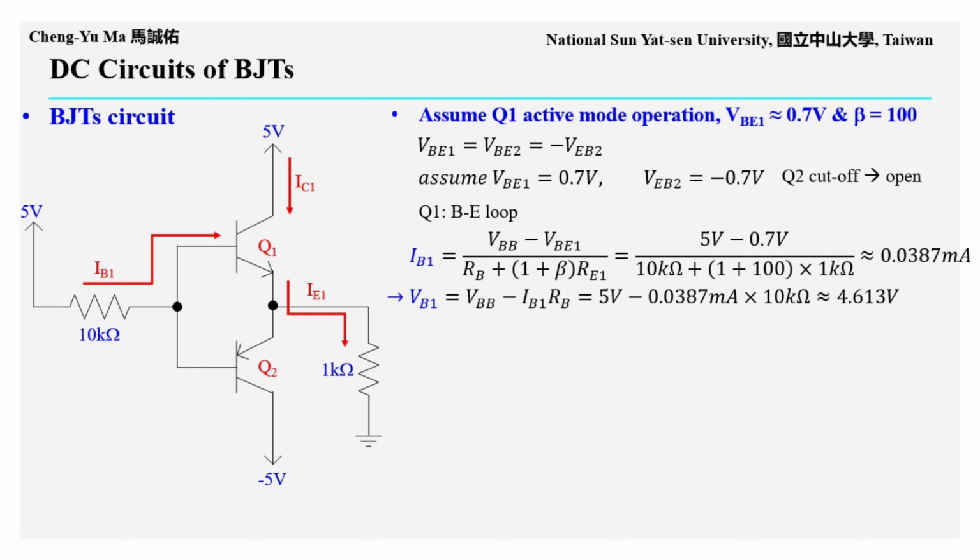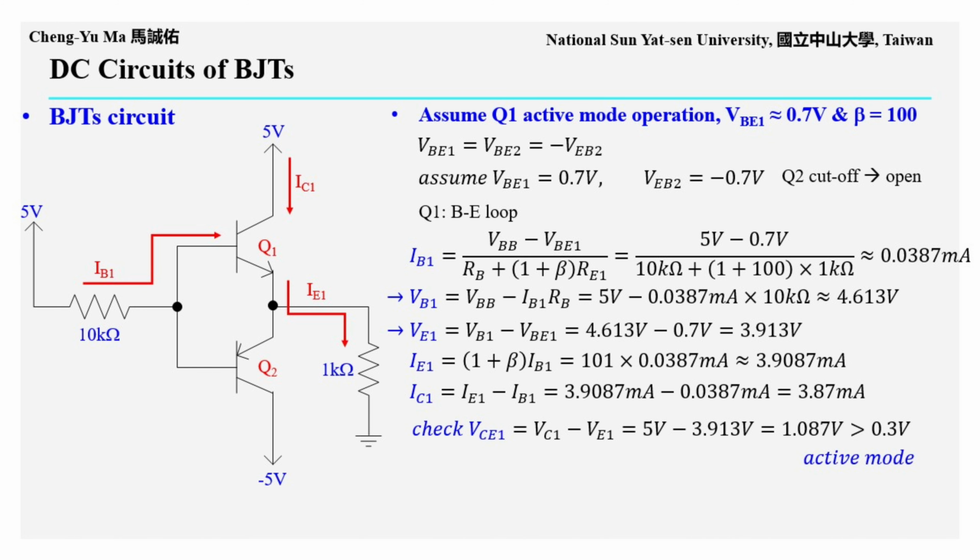After finding IB1, we calculate VB1 as VBB minus IB1 times RB1, which gives about 4.613 volts. After finding VB1, we obtain VE1 by subtracting VBE1. Therefore, VE1 equals 4.613 volts minus 0.7 volts, or 3.913 volts. From IB1, we calculate IE1 as 1 plus beta times IB1, giving about 3.9087 milliamps. The collector current is IC1 equals IE1 minus IB1, which is about 3.87 milliamps. Finally, we check VCE1. It equals VC1 minus VE1, or 5 volts minus 3.913 volts, which is 1.087 volts. Since this is greater than 0.3 volts, the assumed state of Q1 is valid.